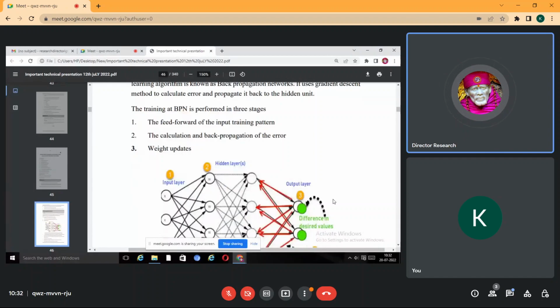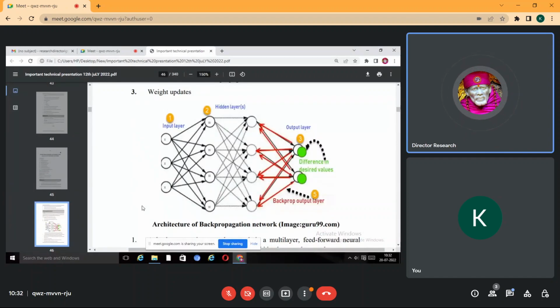The input layer section is the first section in the architecture of the back propagation network. The second section is the hidden layers. The third section is the output layer.